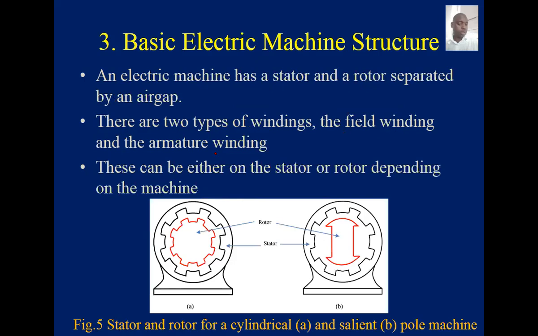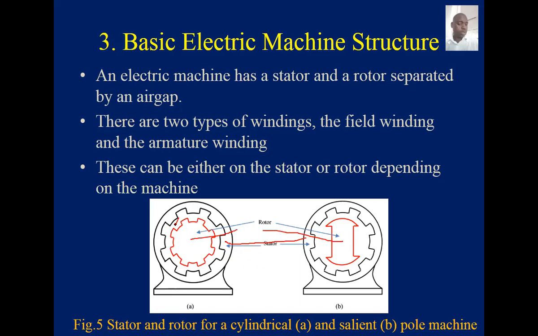So we look at the structure of the electrical machine. It is basically the stator, the rotor, and these are separated by the air gap. In that structure, this becomes our stator, which is the stationary part of the machine, and this becomes our rotor, which will be the rotating part of the machine.